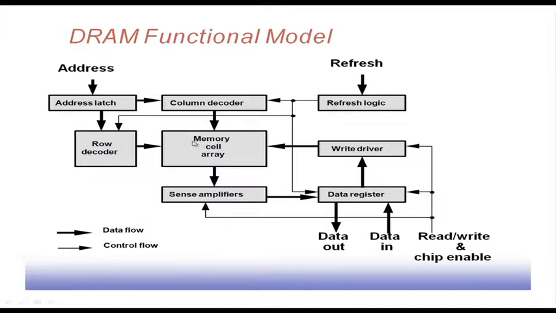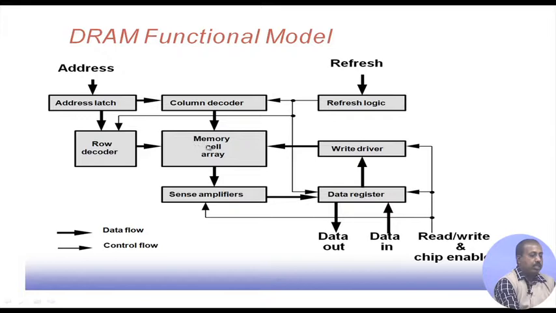Now, there is the address part that comes. The address part is divided into two parts: the row address and the column address. The incoming address gets latched onto the address latch, and then it is divided into a row part and a column part. They go into the row decoder and column decoder; the row decoder selects a particular row, the column decoder selects a particular column, and that way the content of that cell is read.